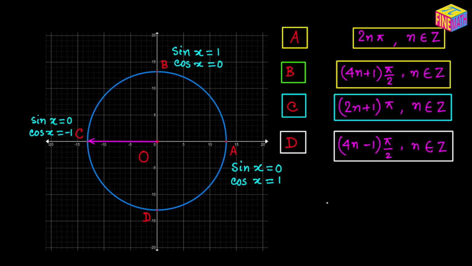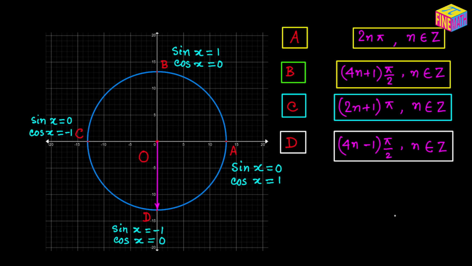And finally, let's talk about the position D. When the ray is at position D and if it is making an angle of x radian with the positive direction of x-axis, here the coordinates of D would be 0, negative 1. That means the x coordinate would be 0 and the y coordinate would be negative 1. So we can say that sine of x would be negative 1 and cosine of x would be 0. I hope things are clear up to this point.